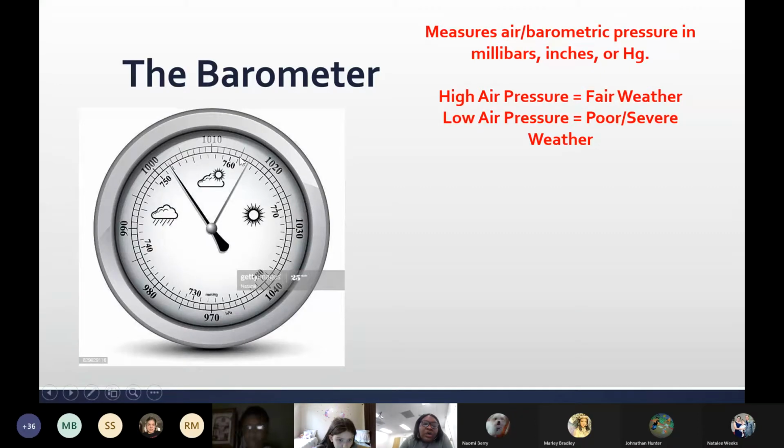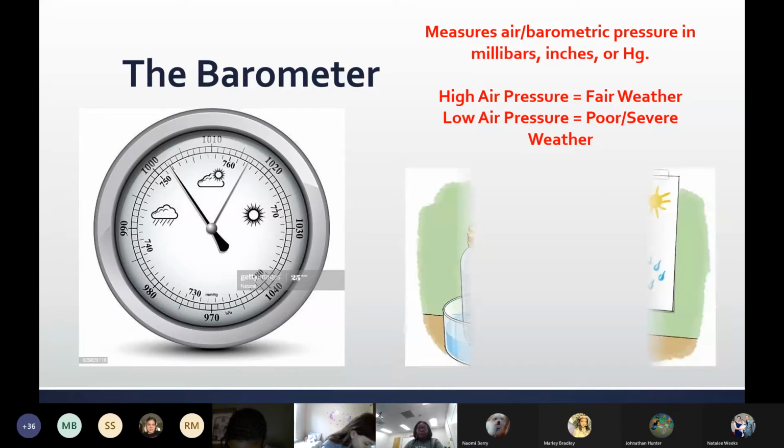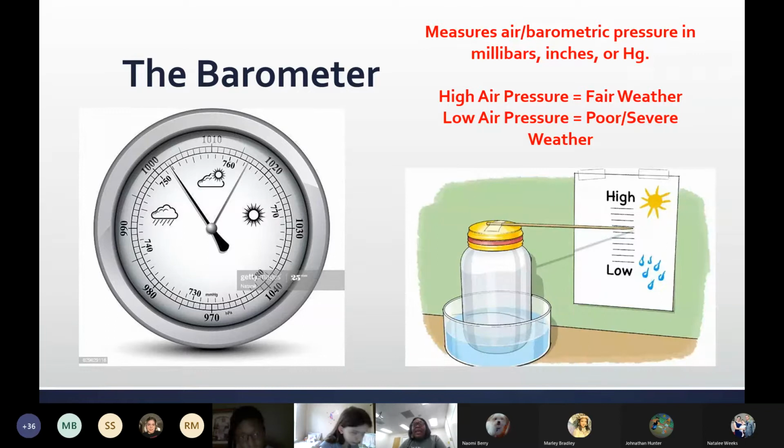When that needle starts to go over to the other side, as the barometric pressure goes lower, we get poor weather or severe weather. So if it's a nice day outside, the skies are clear, you can probably go outside and play, that's a high air pressure day. But if there are lots of thunderstorms, possibly a tornado is coming, the sky is black, I can hear thunder cracking in the distance, the air pressure is going down. Low air pressure means poor or severe weather, and high air pressure means fair weather.